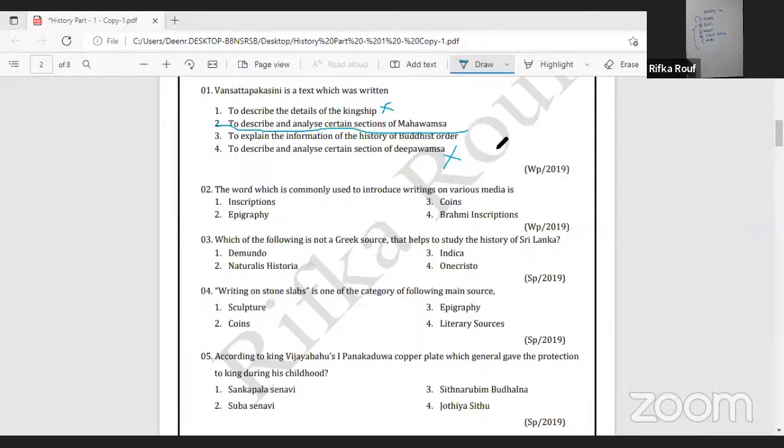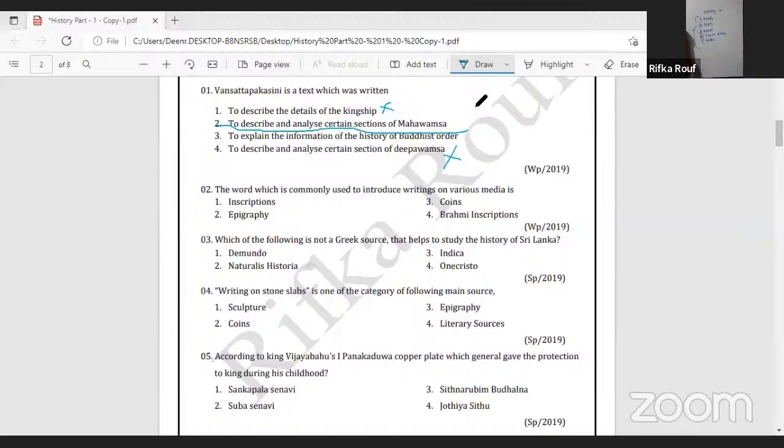No, it is not. Inscription means writing only on the rocks. For that separately we give the inscription. Okay, writing on coins, Brahmi inscription? No. So writing on all of these things, one word we are using. What is that one word?